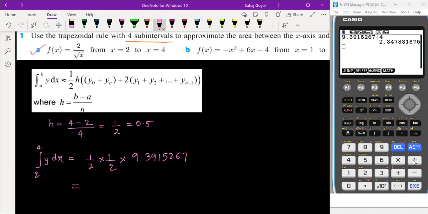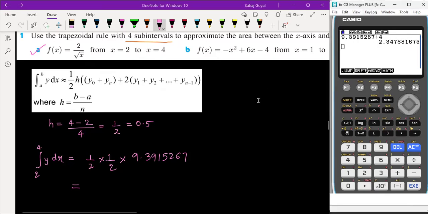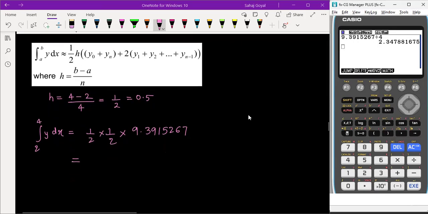Let me round it off. They haven't mentioned what accuracy they need. So let's take 4 decimal places right now, though you can take 3 SF as a general rule. It's 2.3479. So minimum writing, maximum work is done by the GDC.